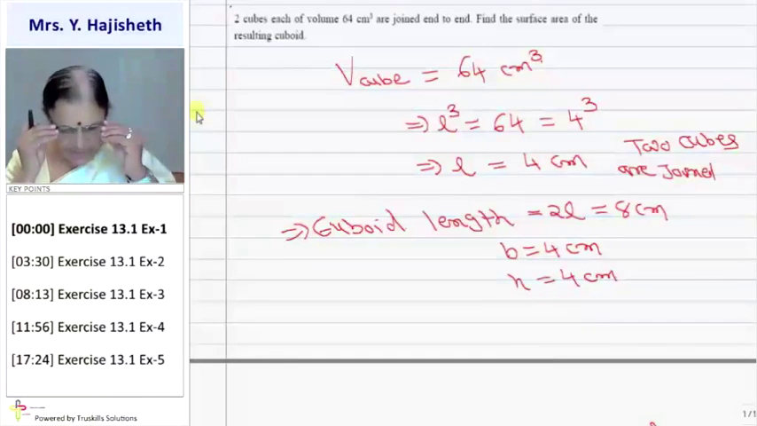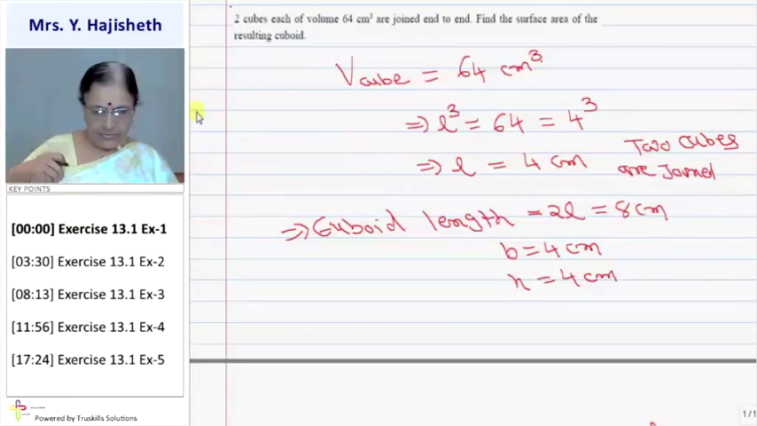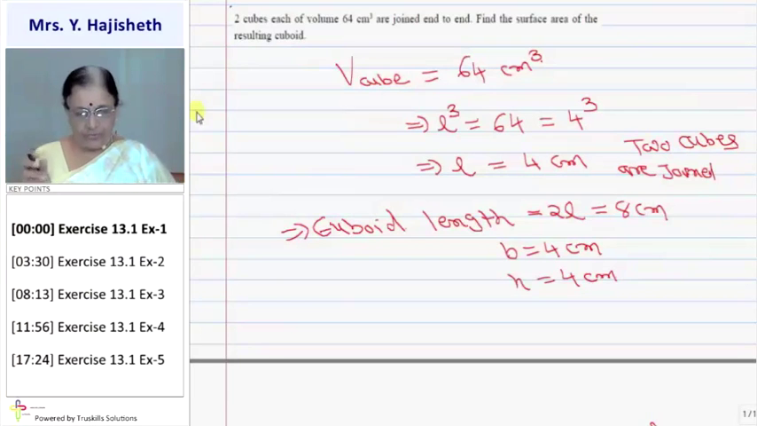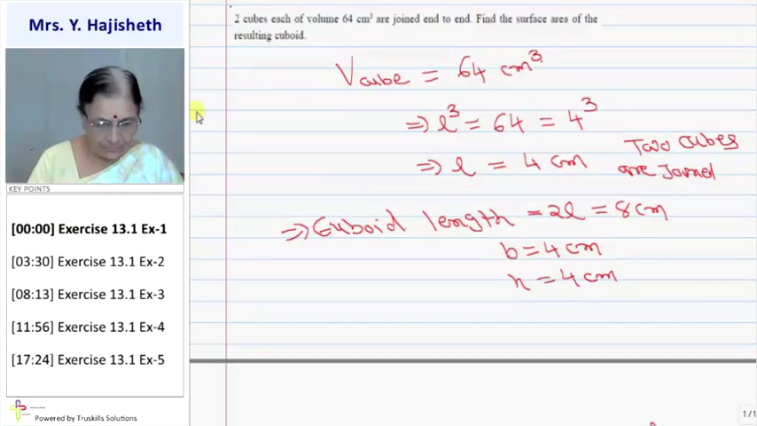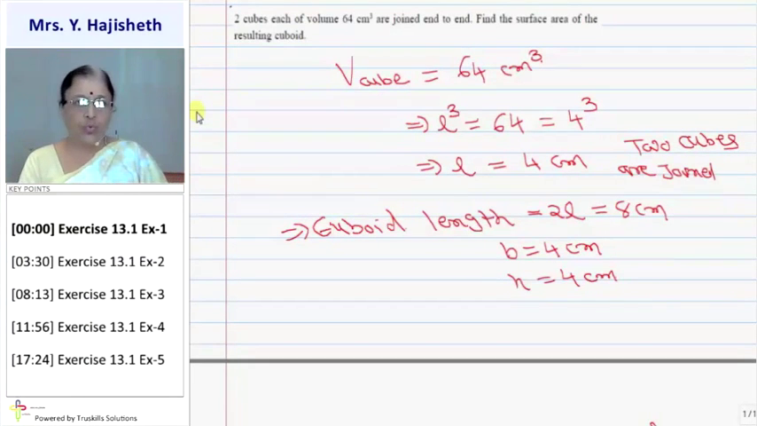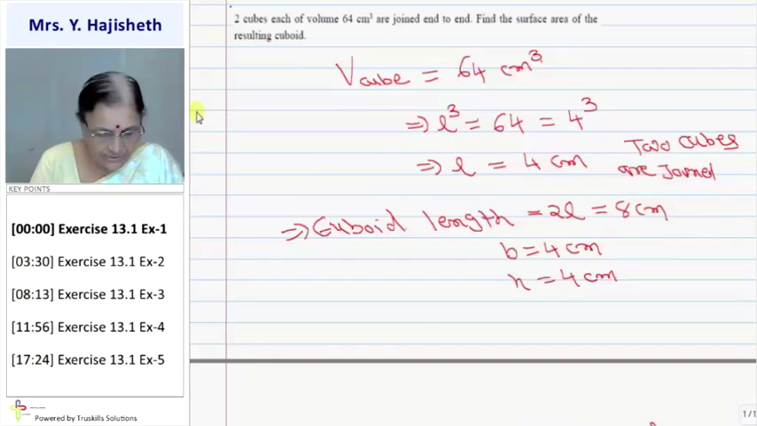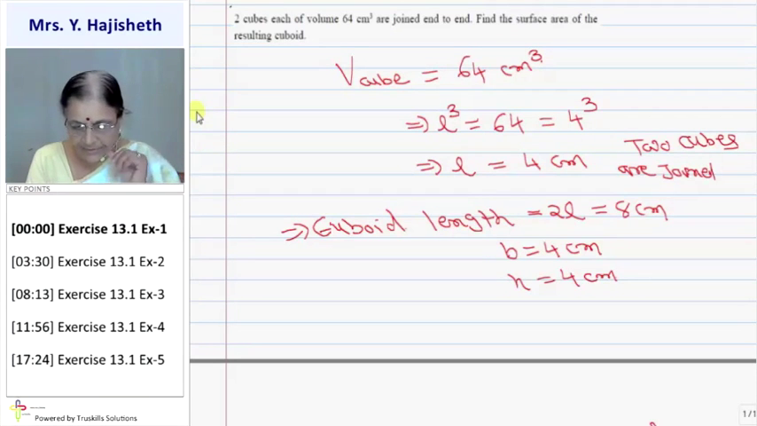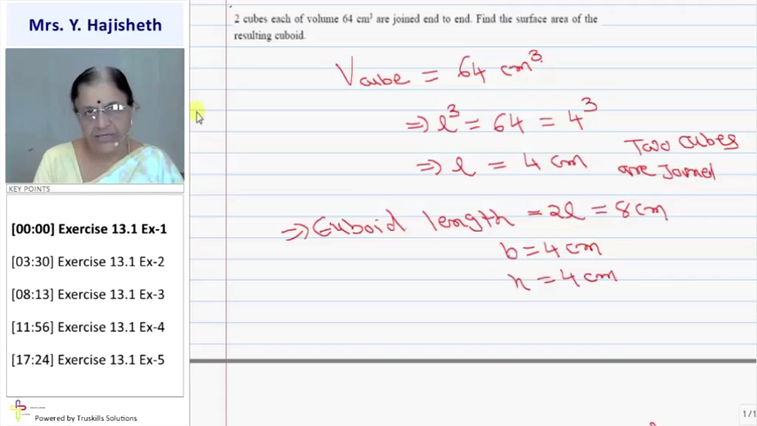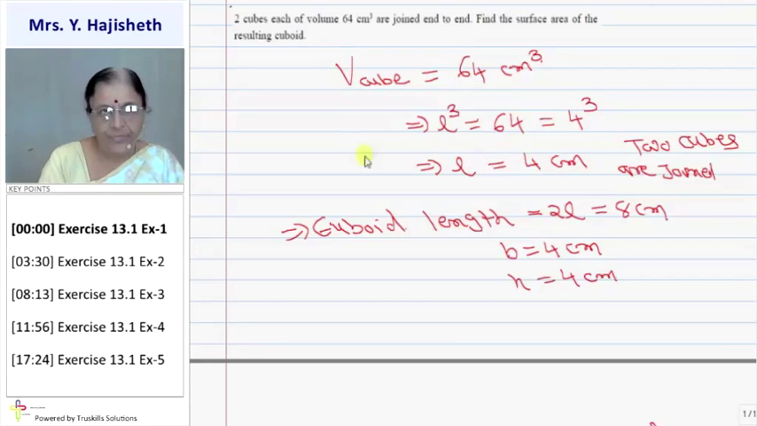Now see, we will start doing sums based on surface area of a combination of two solid figures. First sum: two cubes, each of volume 64 centimeter cube, are joined end to end. Find the surface area of the resulting cuboid.